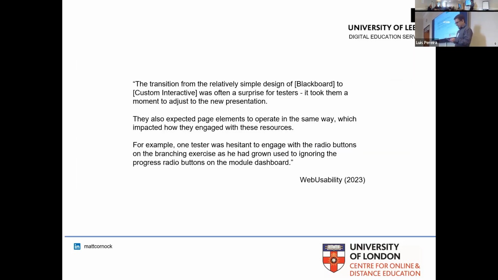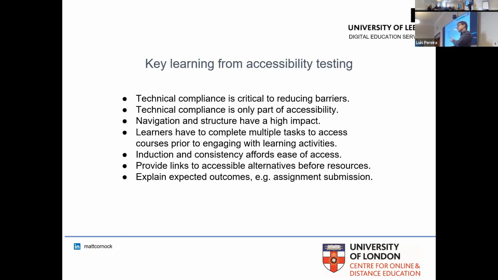Another example is where we switch between platforms, where we switch between tools, we link out to external resources, we link out to other parts of the university. And I'll look at the underpinning example of this in a bit more detail in a second. So we have some key learning from the accessibility testing. First of all, that technical compliance is critical to reducing barriers. But it's not the only part of accessibility. Navigation has a massive impact, and the way that we structure and lead students through the different online spaces has a massive impact.